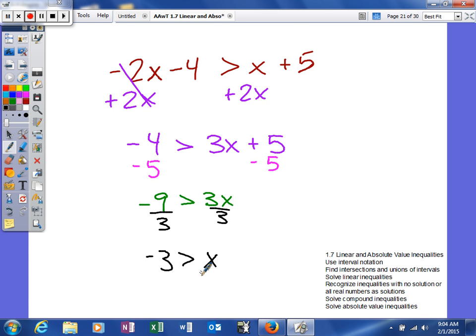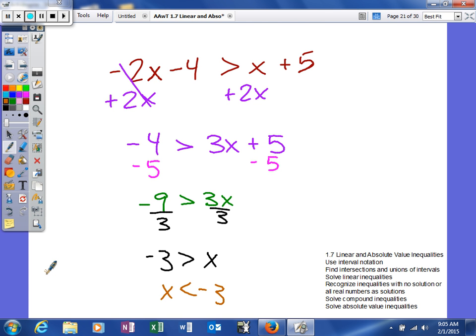Now, again, if you have a hard time writing that as an interval or graph it or whatever, you may need to flip it, and here's how you do it. You would basically say x is less than negative 3. Since it's open to negative 3 here, you need to have it open to negative 3 there when you rewrite it. So just kind of keep that in mind.